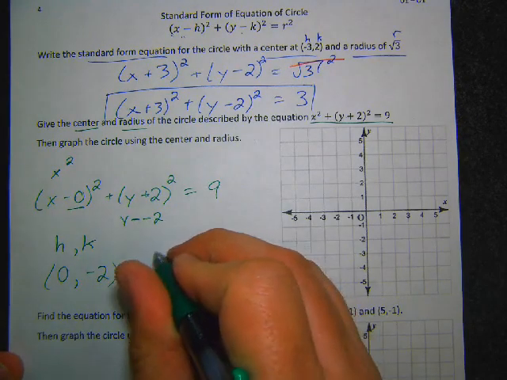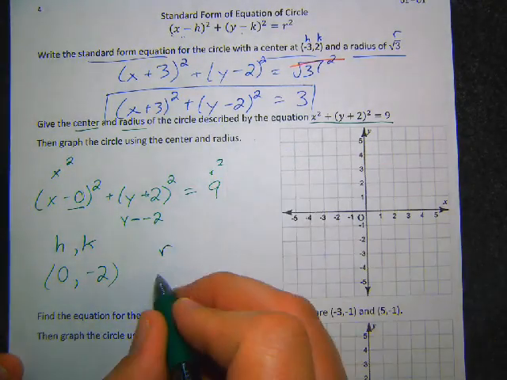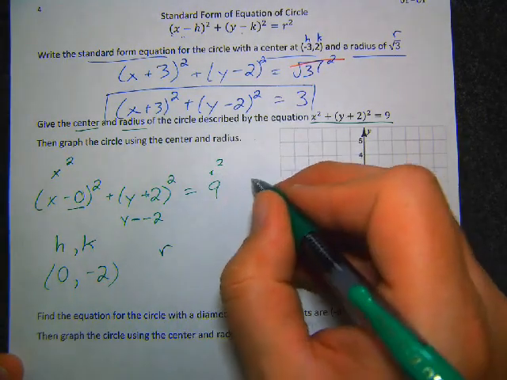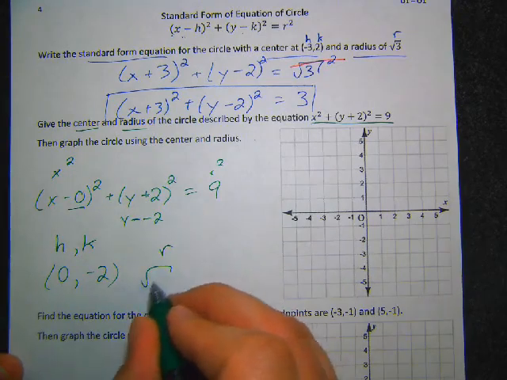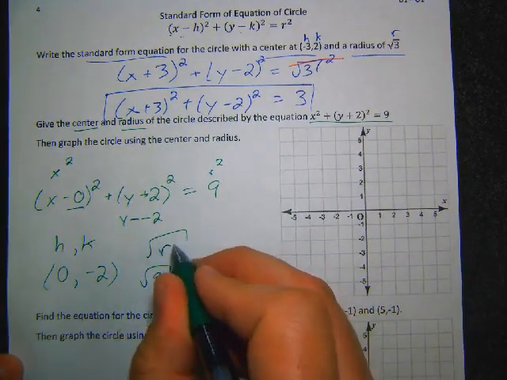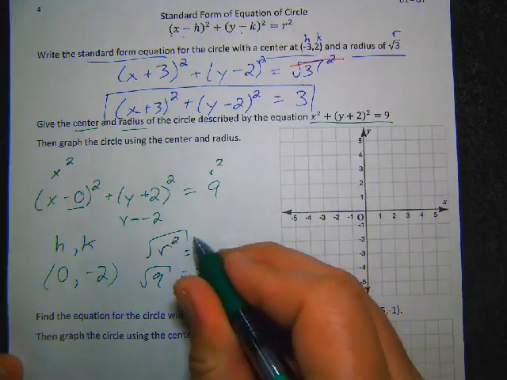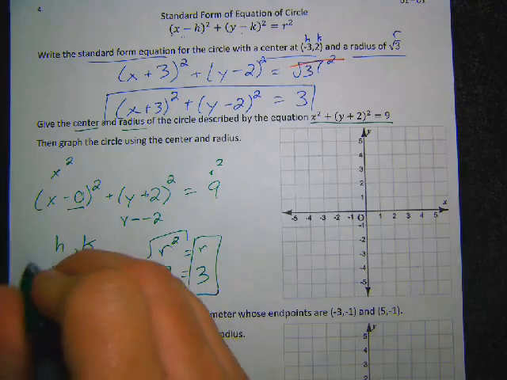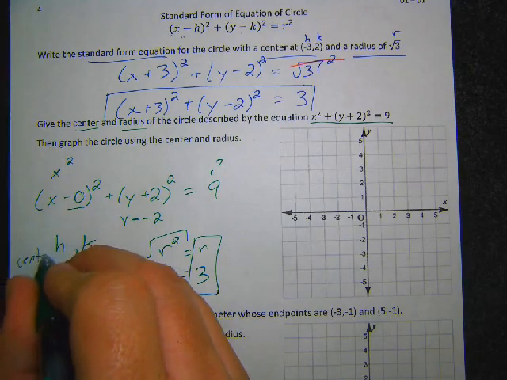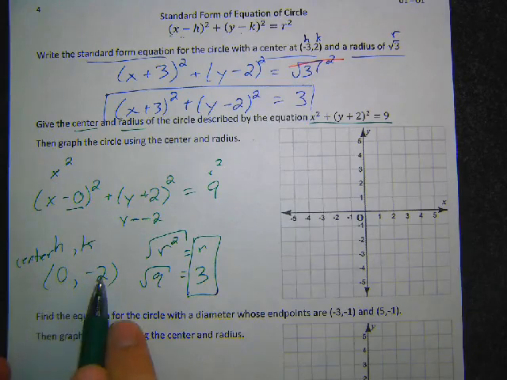The radius here, well, the radius squared is 9, right? This is the radius squared. So the radius is going to be the square root of that. So what's the square root of 9? Well, that's 3. So if I square root the radius squared, I get the radius. So 3 is the radius, just like this is the center. Okay, so now we know the circle's center, we know the radius.